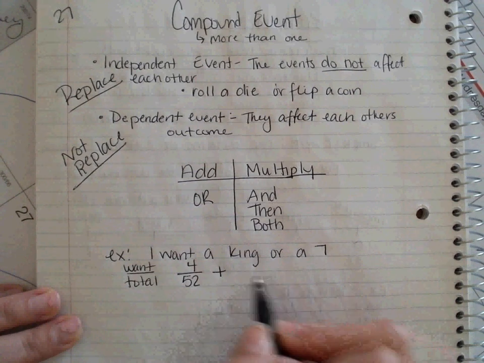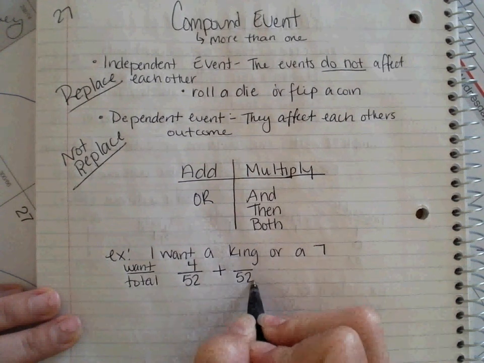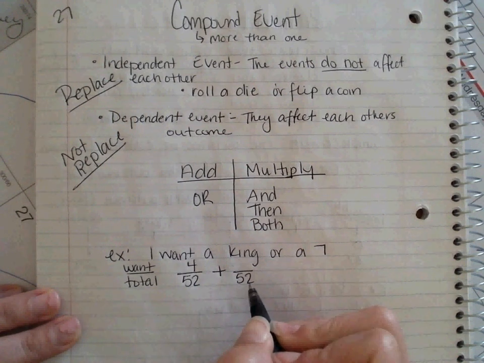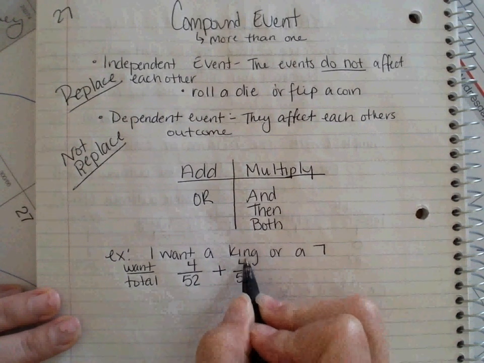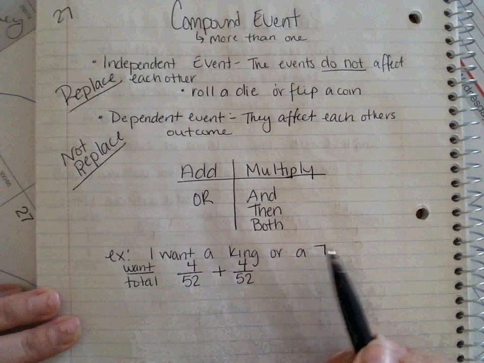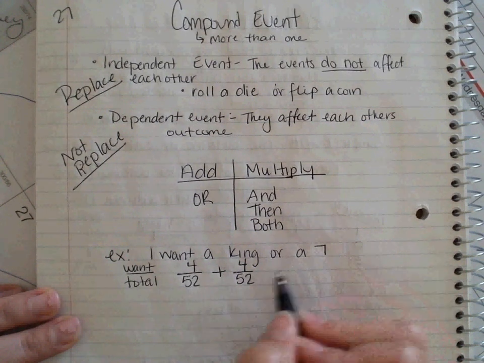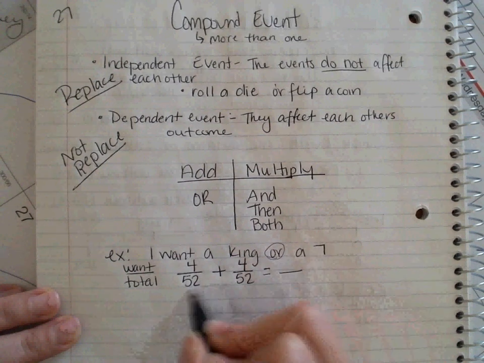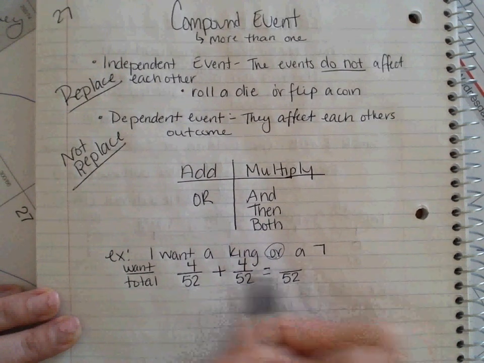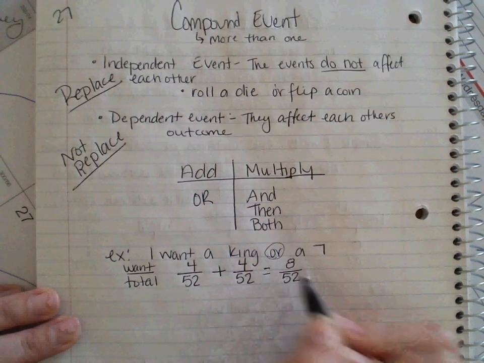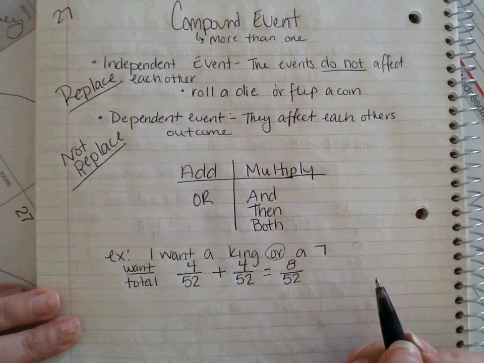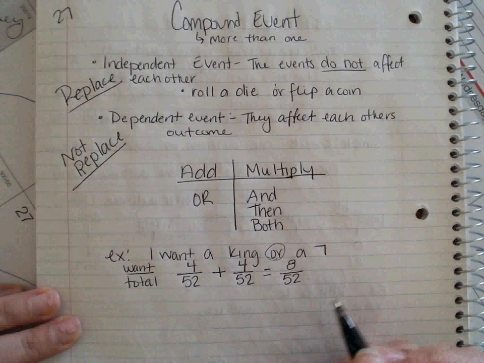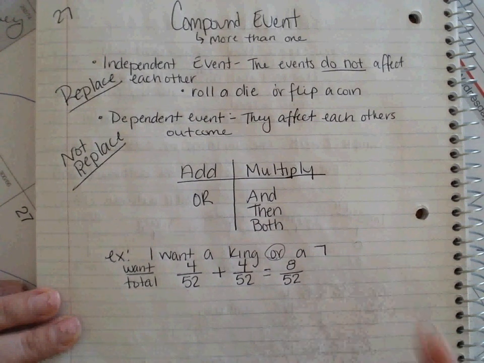Then there are still 52 cards because I want or a 7. So I still have 52 cards, but this time I want possibly a 7. So the chance of me getting a king or a 7 is when I add them because of that word or. You add your fractions together, your denominators stay the same. 4 plus 4 is 8. So the probability of getting a king or a 7 is 8 over 52.